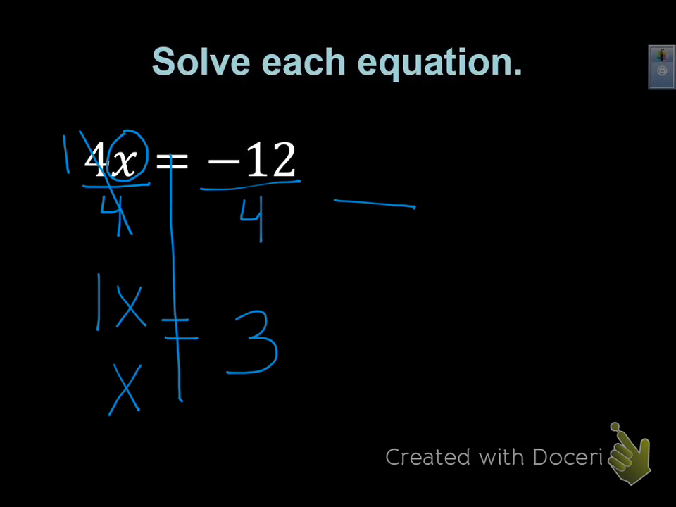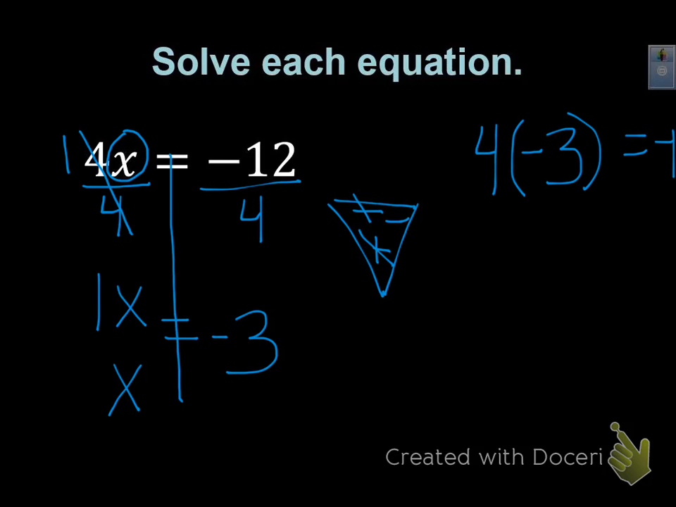And I want to remember to think about integer rules. Negative 12 divided by positive 4 means I have negative 3 as my answer. I always want to check my work, so I'm going to check 4 times negative 3. Does that equal negative 12? Four times negative 3, 4 times 3 I know is 12. Negative times positive does equal negative, so I do have negative 12 equals negative 12.